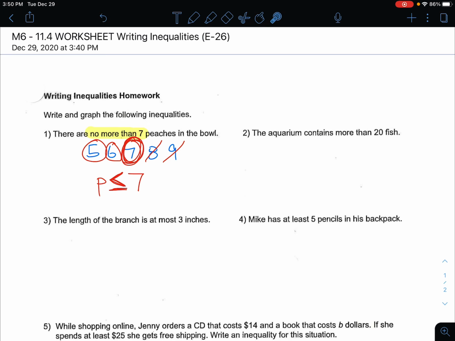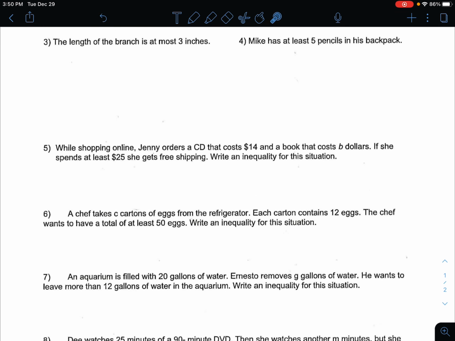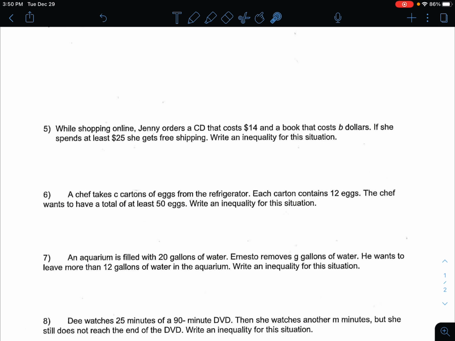All right, let's go ahead and jump to number 5 and 7. These get a little bit more complicated. While shopping online, Jenny orders a CD that costs $14 and a book that costs B dollars. If she spends at least $25, she gets free shipping. Write an inequality for this situation. So we want to write an inequality for how much she'd need to spend if she wants free shipping, just in case that's not clear.